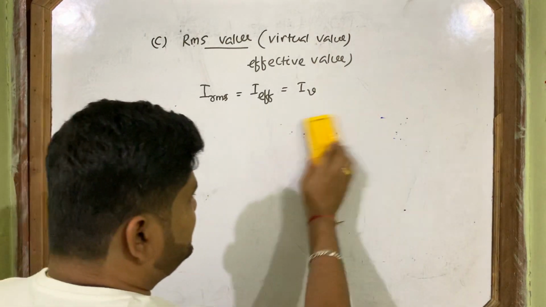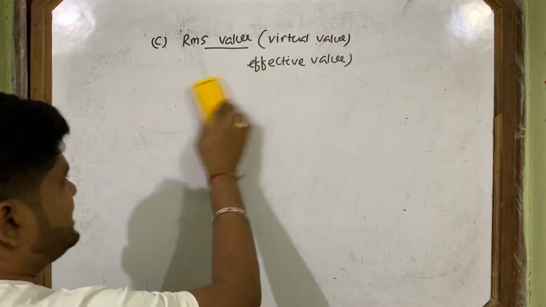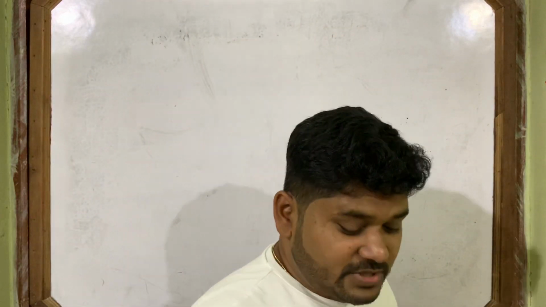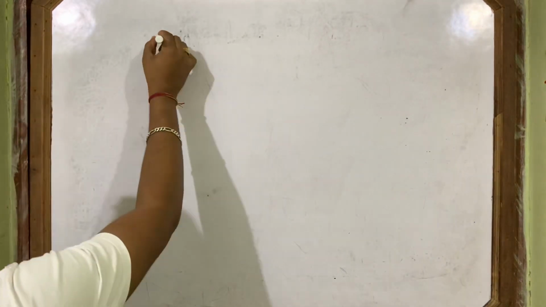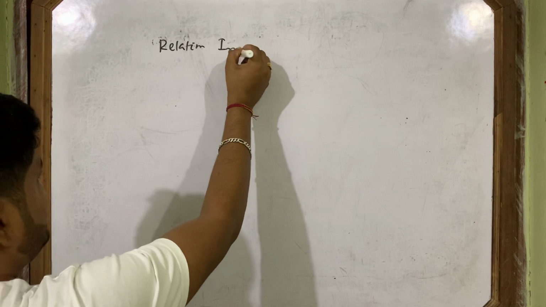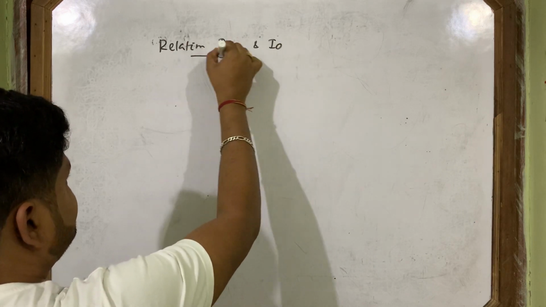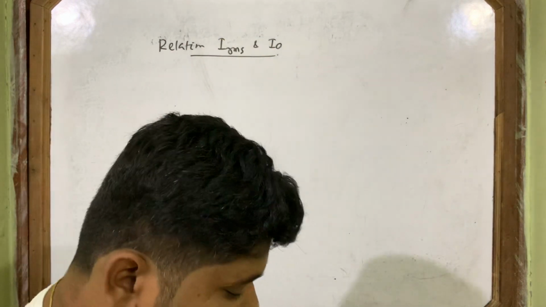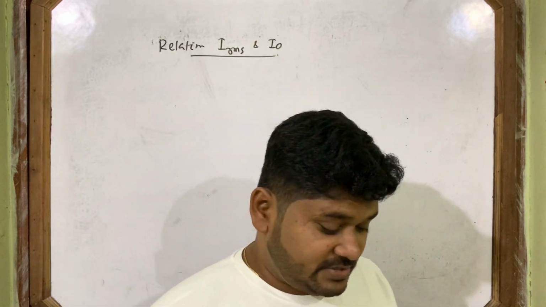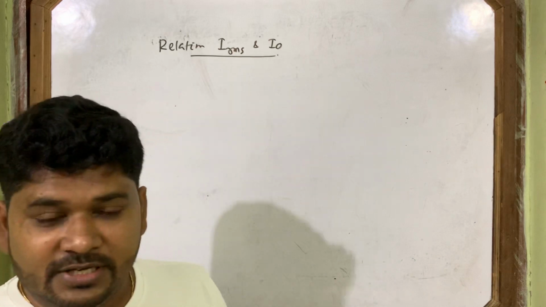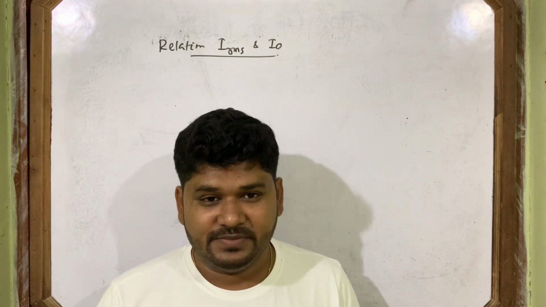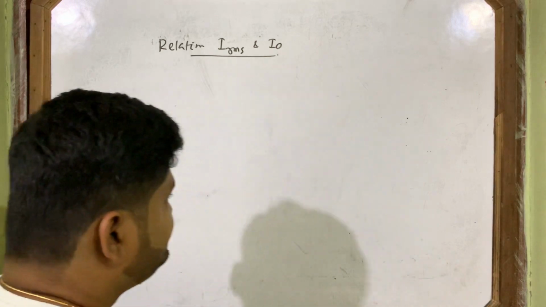So this is a general definition for RMS value. But now we find the relation between I RMS and I naught, the relation between peak value and RMS value. Let's find the relation. How will we find the relation between them? The definition to find the relation is the same as for the average value. What will we do? We'll compare.